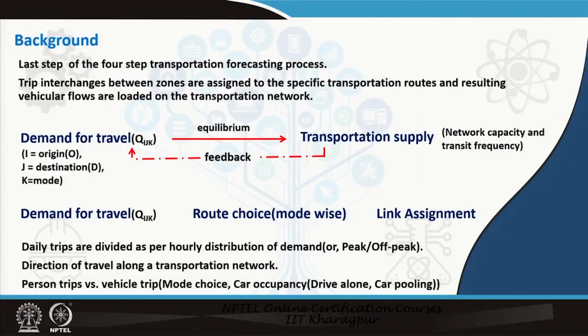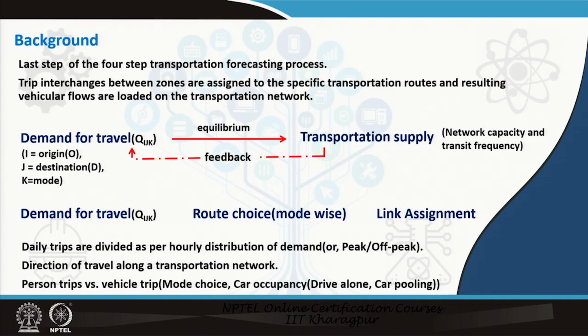Looking at the four-stage transportation model that we have been discussing in our earlier lectures, traffic assignment is the last step of the four-step transportation forecasting process. In this step, trip interchanges between the zones are assigned to specific transportation routes, and as a result, vehicular flows are generated and eventually loaded onto the transportation network. So, basically we have trip interchange volumes, then transportation routes, and finally vehicular flows which should be loaded to a particular transportation network.